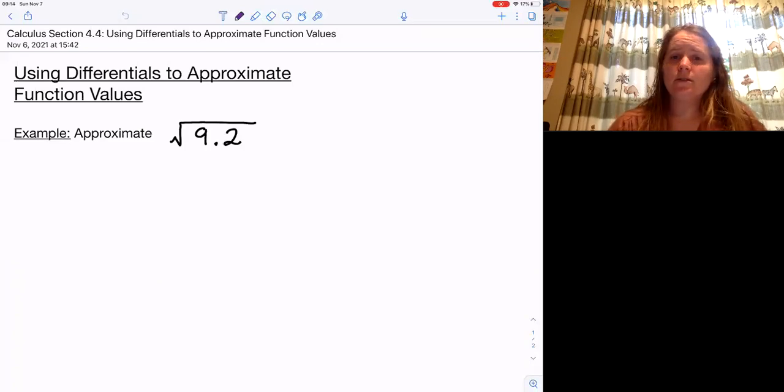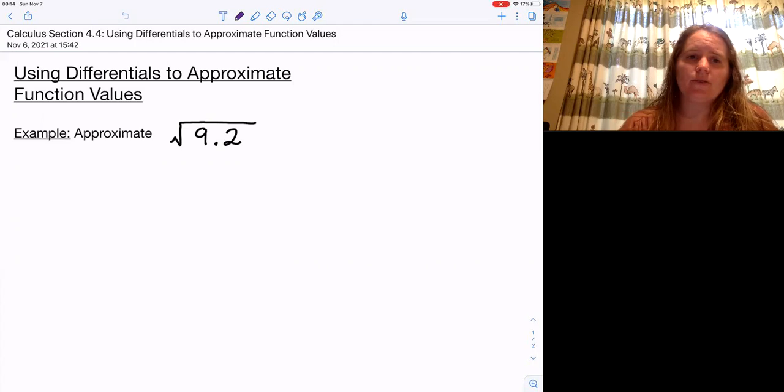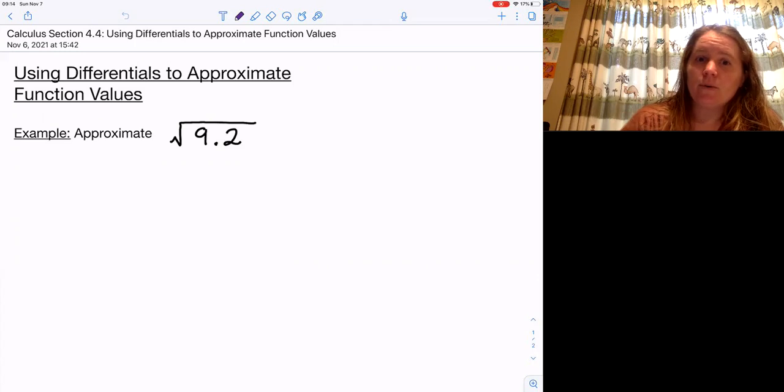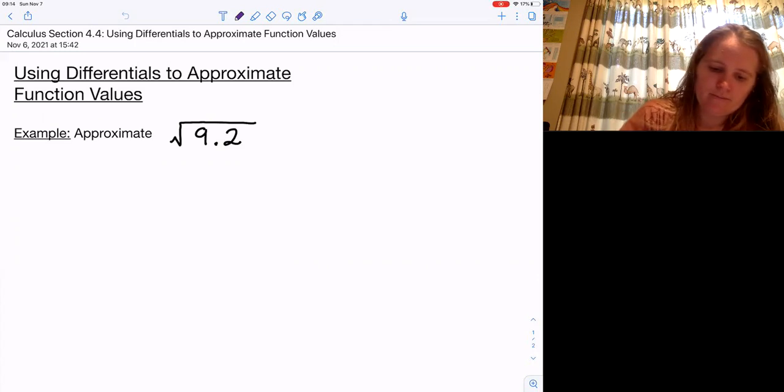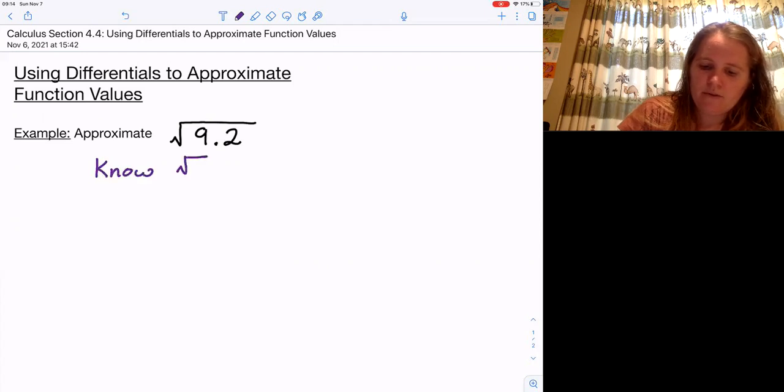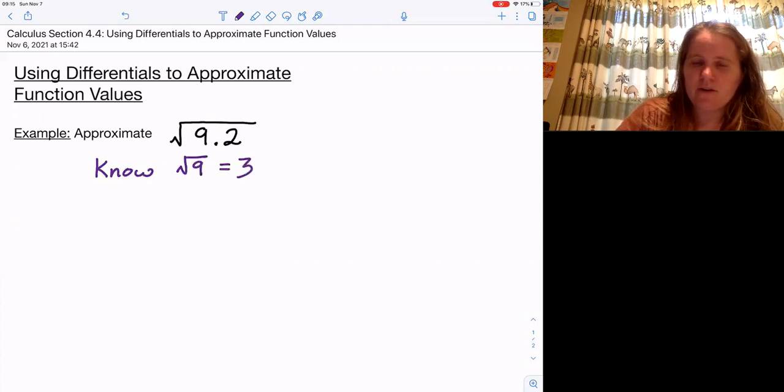Welcome to using differentials to approximate function values. So for an example, let's go ahead and approximate the square root of 9.2 without using a calculator. So we know that the square root of 9 is equal to 3.